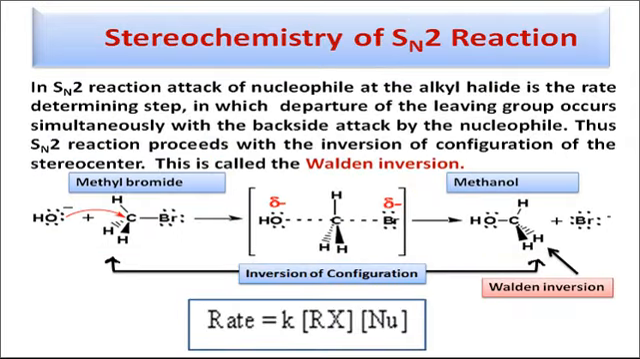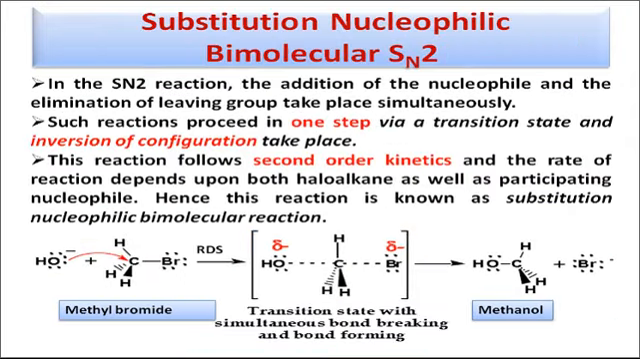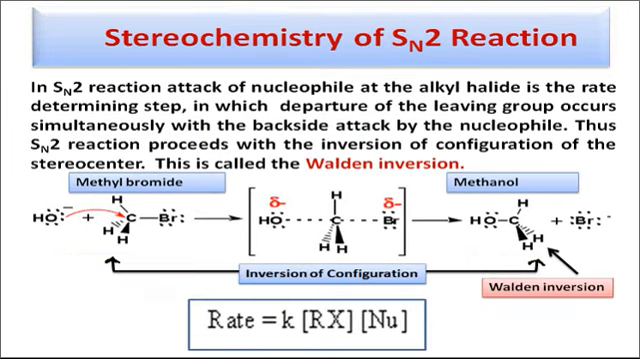Now look here, we just remembered that these SN2 reactions take place with the inversion of configuration. That means if the substrate molecule is dextrorotatory, then the product will be levorotatory. Why does it happen? Why does inversion of configuration take place? This can be answered with the stereochemistry of the SN2 reactions.